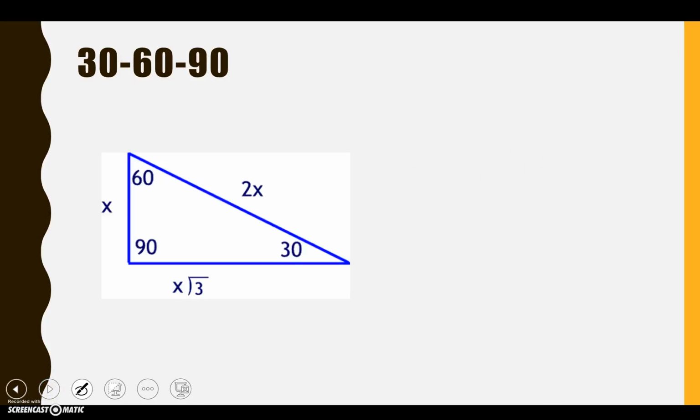So now for the 30-60-90 triangles, everything is based upon the shorter leg. Now think back to the inequality stuff. The shorter leg is across from the smallest angle. So everything is based upon the fact that we're going to call that x. So we have two relationships here. The first thing is that the hypotenuse is always 2 times the short leg.